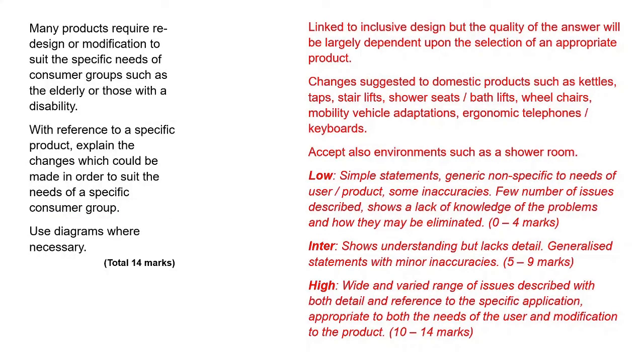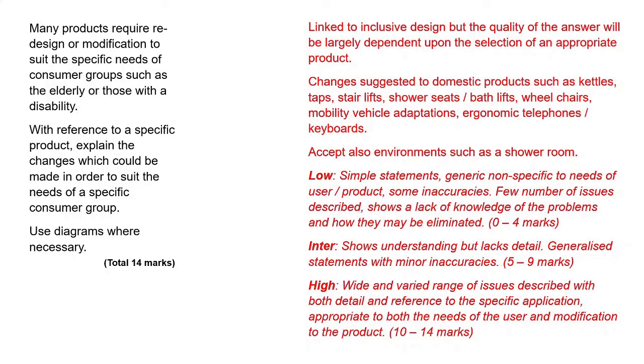Okay, so this is taken from the mark scheme. So linked to inclusive design, the quality of the answer will largely depend on the selection of an appropriate product. So if you pick a product that's a poor example that you can't really explain, that's basically saying you're going to lose the marks. So changes suggested to domestic products such as kettles, taps, stair lifts, shower seats, bath lifts, wheelchairs, and things like that are the most common ones.